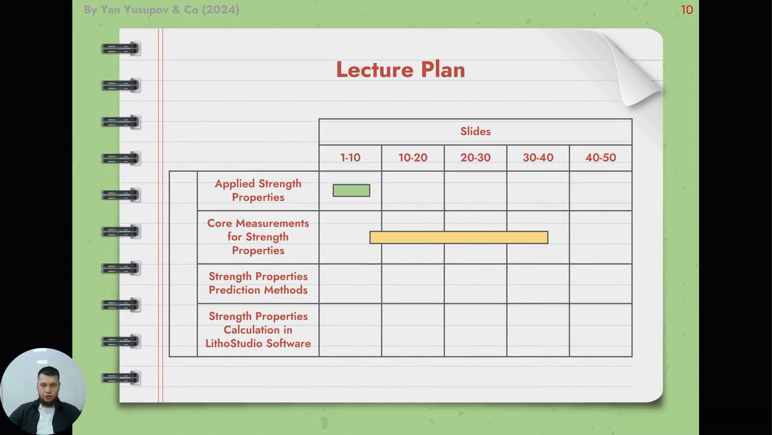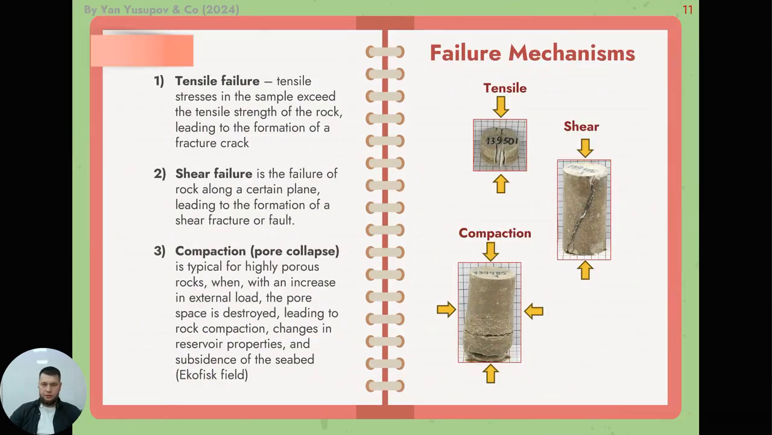Okay, the next part of the lecture is core measurements for strength properties. These are three basic failure mechanisms. At first is tensile failure, then shear failure, and compaction or pore collapse. The tensile failure occurs when the effective tensile stress across the plane exceeds a critical value. This value is called tensile strength and given the symbol TSTR or T0. Tensile strength is one of the mechanical properties of the rock, and tensile strength of most clastic rocks is quite low, usually a few MPa or less.